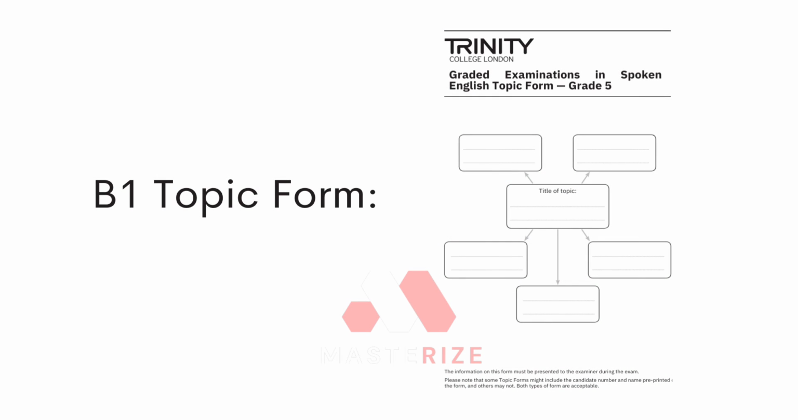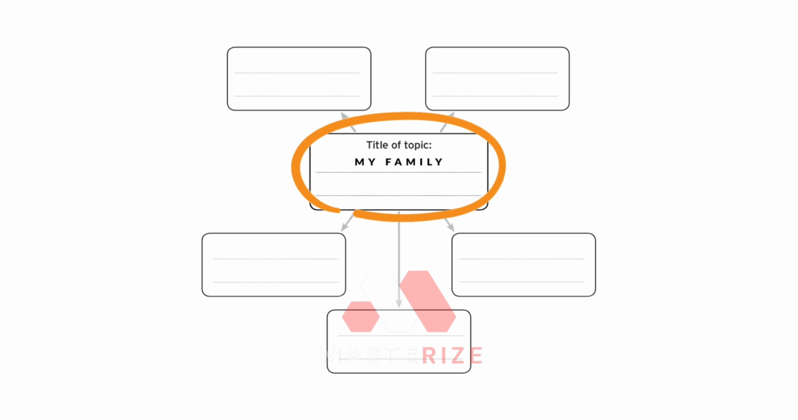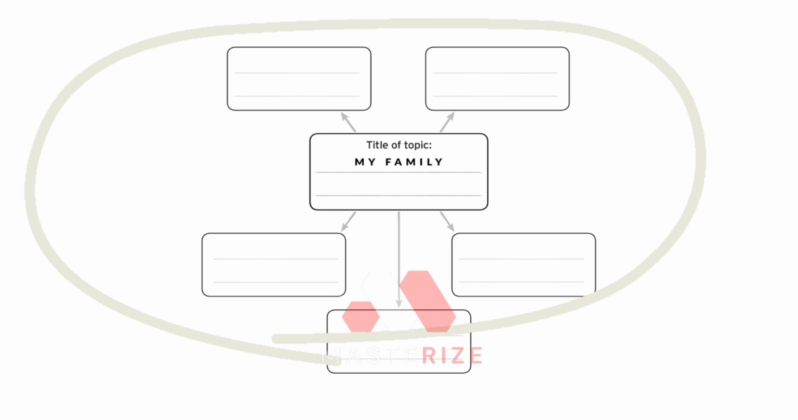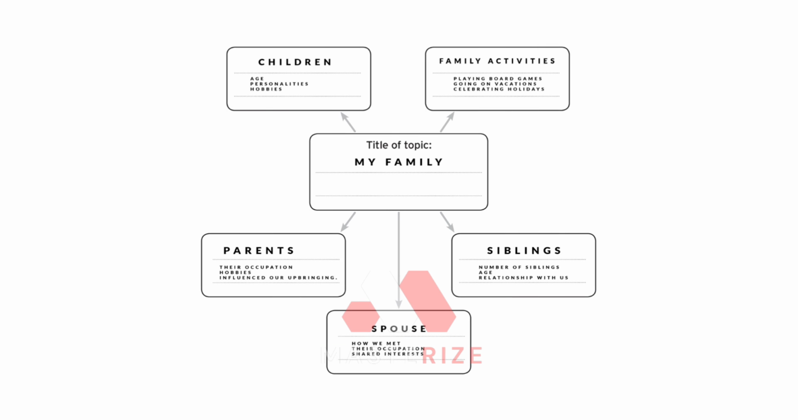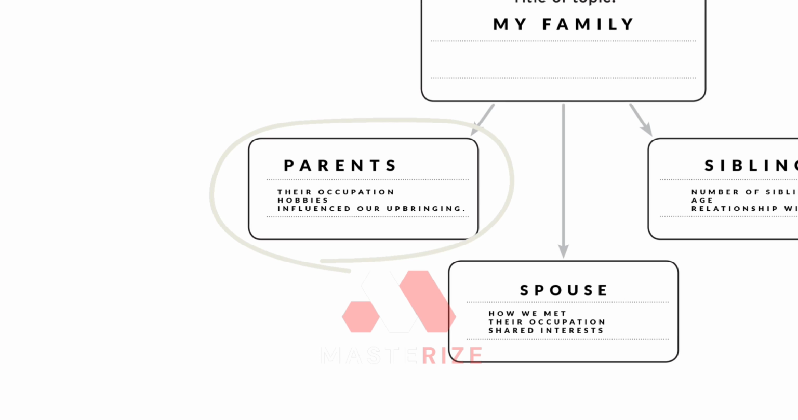The first step is to write the main topic in the middle of the page, centered and in bold letters, My Family. Next, we want to create subtopics that relate to our main topic. For this B1 topic form, let's choose 5 subtopics: parents, siblings, spouse, children, and family activities. Under each subtopic, we'll write a brief description of what we want to cover. For parents, we might include information on their occupation, hobbies, and how they influenced our upbringing.